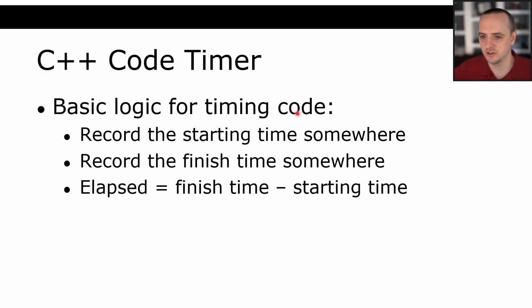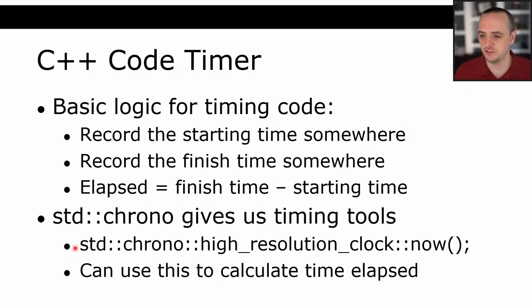So the basic logic, whenever you time some code, is that you're going to record the starting time somewhere, then you're going to record the finish time somewhere, right? So you record the starting time, then you run your code, then you record the finish time. And then the amount of time your code spent is elapsed, and that's equal to the finish time minus the starting time. That is how you record and time data. And so std::chrono is in the modern versions, since C++17, I think, and that gives us pretty accurate timing tools for C++. So we have std::chrono high resolution clock now, and that will give us a timing based thing.